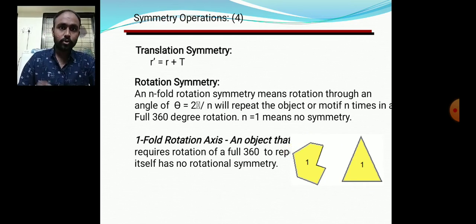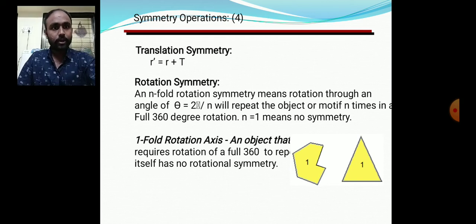Until and unless you rotate it by 360 degree, there is no other option, yes or no. If I rotate by 90 degree, it looks something else. If I rotate by 180 degree, it looks something else. If I rotate it by 270 degree, it will look something else, not exactly like this.